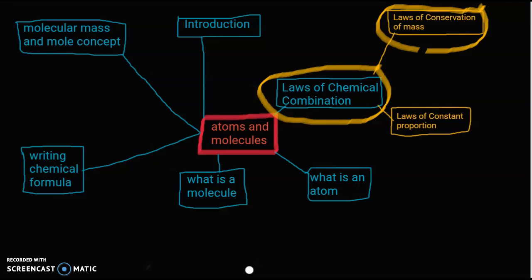Next we will be seeing the law of constant proportion. Now what does this mean? Constant proportion means the proportion of the elements in any compound remains the same. Suppose we take the example of water. Water is made up of hydrogen and oxygen. Now if you take water from a lake, from a pond, from the sea, or from a bucket, the proportion of hydrogen and oxygen will remain the same.